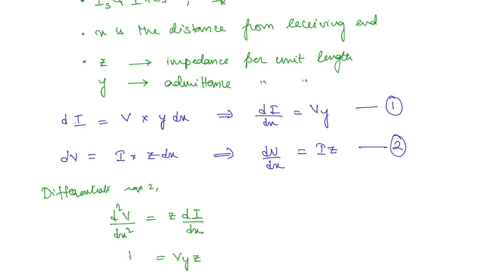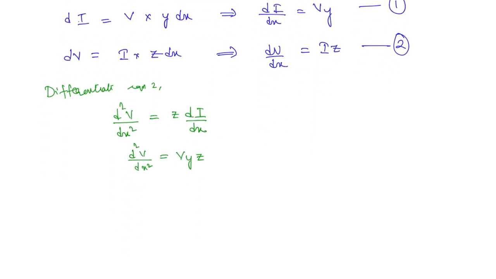Now this is a differential equation, right? So if you are going to solve this, then you are going to get V is equal to c1 e to the power root yz into x plus c2 e to the power minus root yz into x, right? This is the solution to the differential equation.